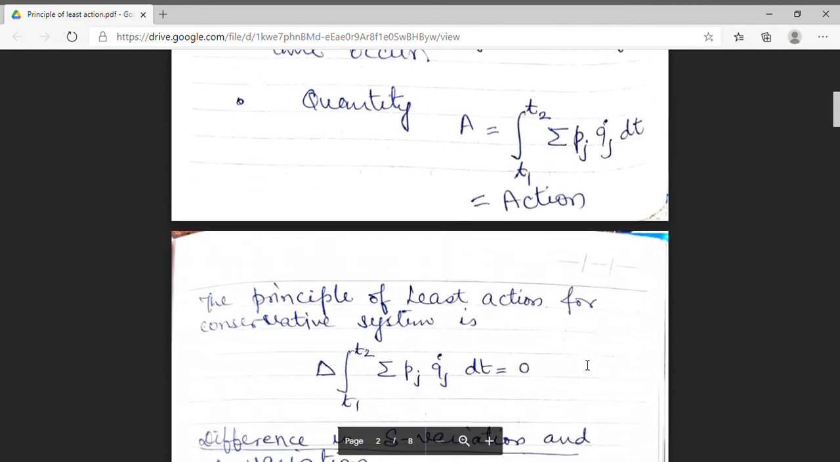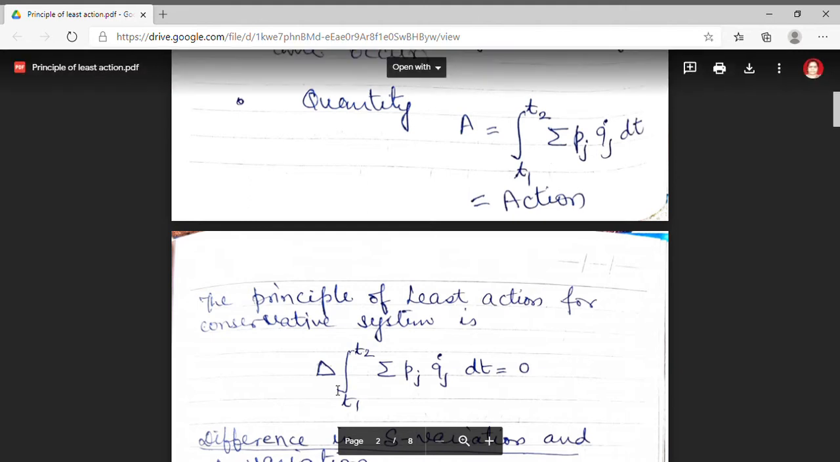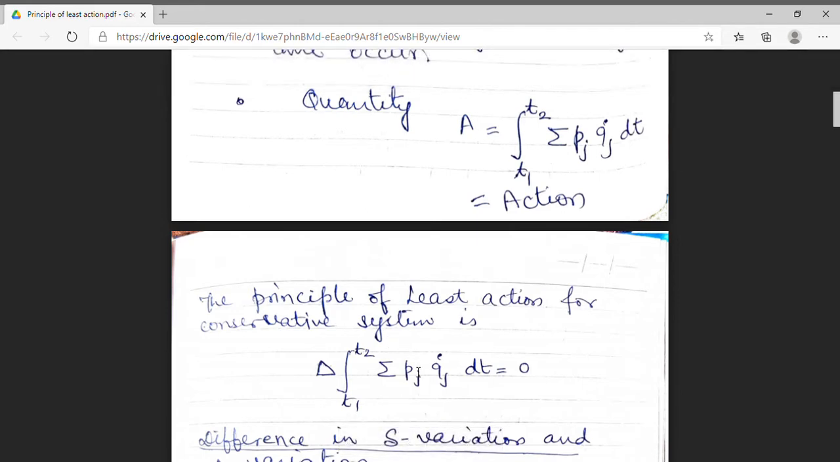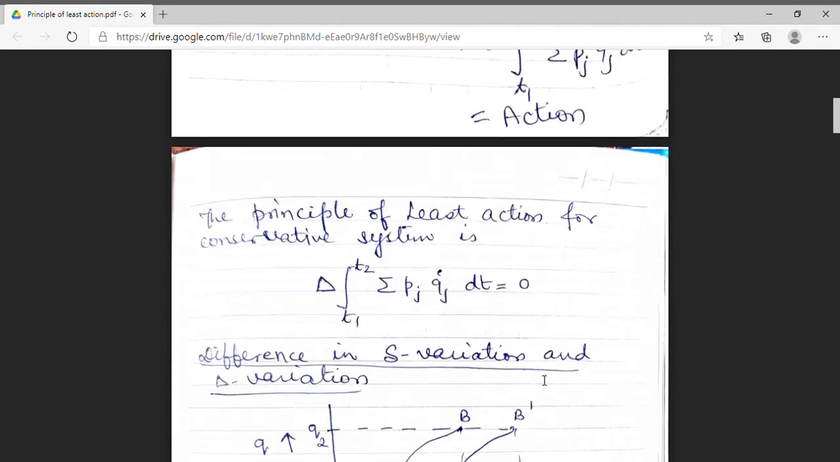And from this action, we will derive the principle of least action for a conservative system. The principle of least action for a conservative system is defined as delta integral T1 to T2 summation Pj Qj dot dt equal to 0. This is the principle of least action for a conservative system. Now, I am going to discuss the difference between these two variations, that means the del variation and delta variation.